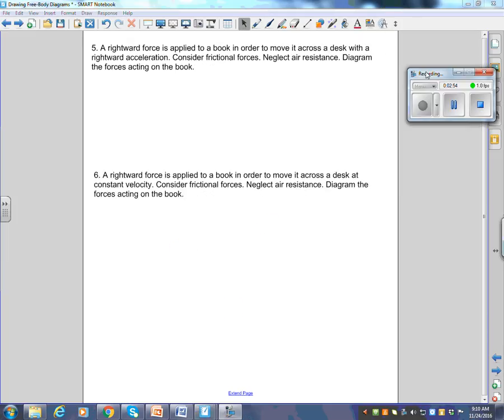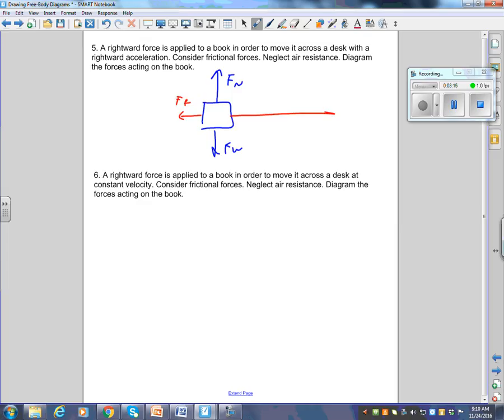A rightward force is applied to a book in order to move it across the desk with a rightward acceleration. Consider friction. Neglect air. Weight force, FN. There's a rightward force and it's accelerating. So, and there is friction. So you got a small friction and you got a big FA. Getting the hang of it? Pretty easy, really, right?